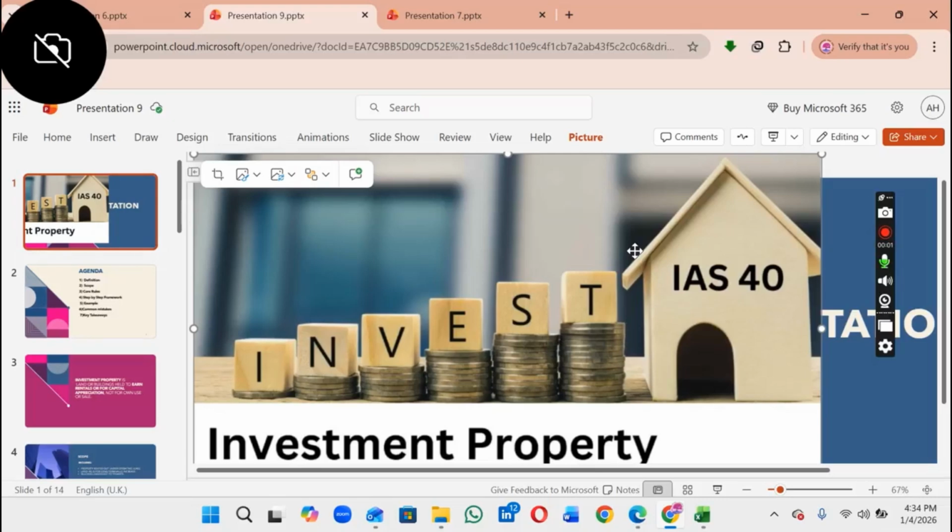Welcome to today's lecture on IAS 40 investment property. In this video, we will cover IAS 40 investment property. This standard is important because many exam mistakes happen when students confuse investment property with property, plant and equipment and inventory, which lead to wrong measurement and profit figures. By the end of this lecture, you will confidently classify investment property and apply the correct accounting treatment.